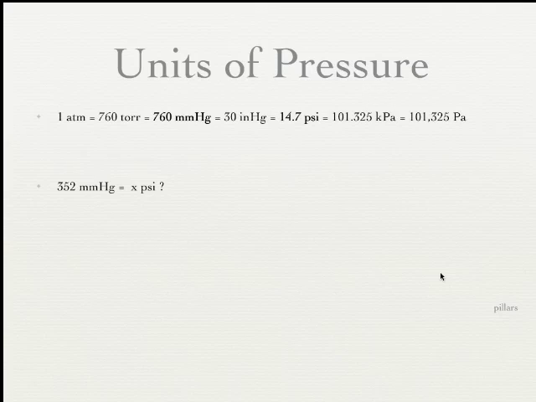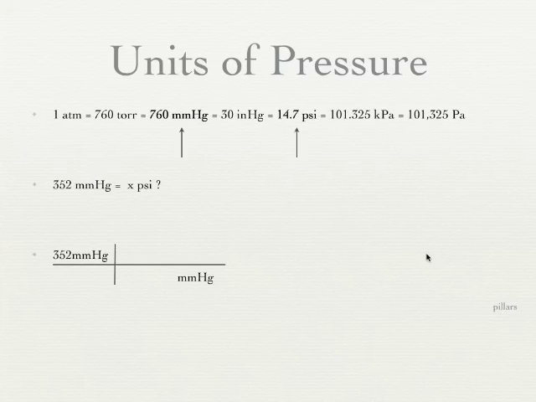For instance, very quickly, 352 millimeters of mercury. If I needed to convert that to PSI, I would start with the number I'm given and set up a T-chart. You use your T-chart to convert from one unit to another, so we have the unit we're starting with, and those units need to be canceled out. So those units go on the bottom of the T-chart. We're going to use 760 millimeters of mercury and 14.7 psi because we're converting from millimeters of mercury to psi.